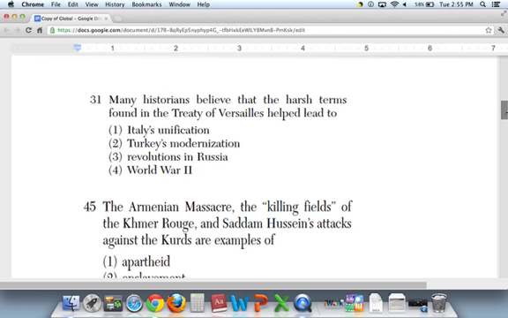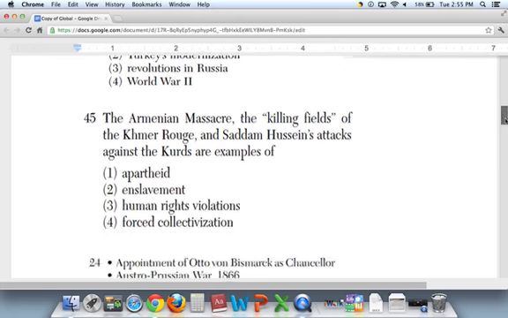So, as we all know, the Treaty of Versailles was a treaty against Germany in a way, and so that was what triggered World War II to occur, and Hitler to become in control of Germany. So the correct answer would be 4, because the Treaty of Versailles had nothing to do with Turkey's modernization, Italy's unification, and neither revolutions in Russia.